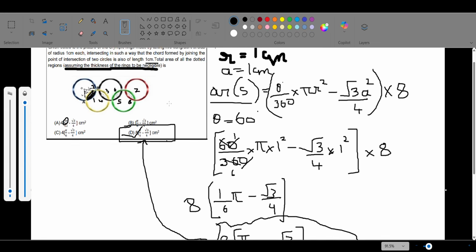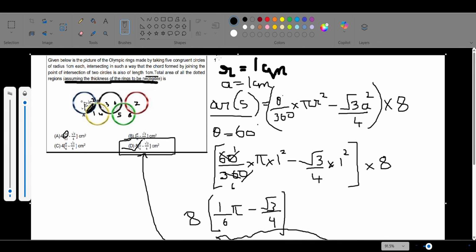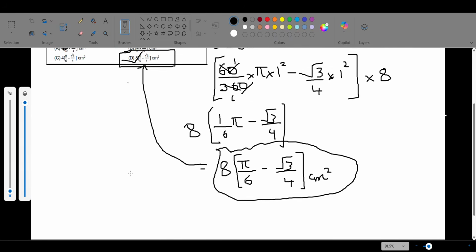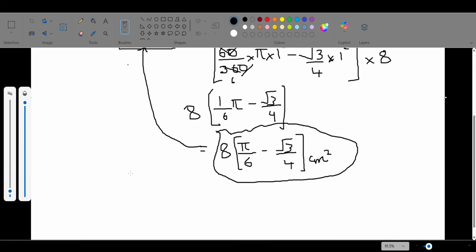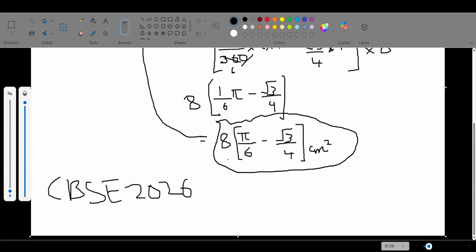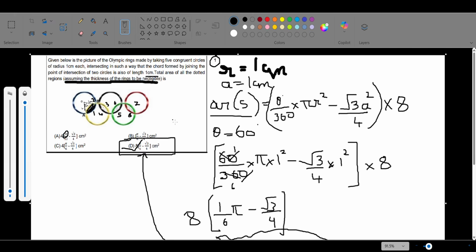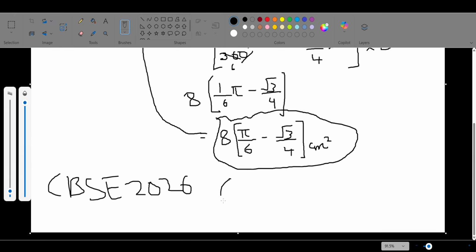So it's easy. They ask just 1 mark, and these are the questions in the sample paper. Now we can predict the next. The board exam is coming in 4 days. So CBSE 2026 might ask a similar type of question, but instead of an Olympic ring, they can ask the Audi symbol.